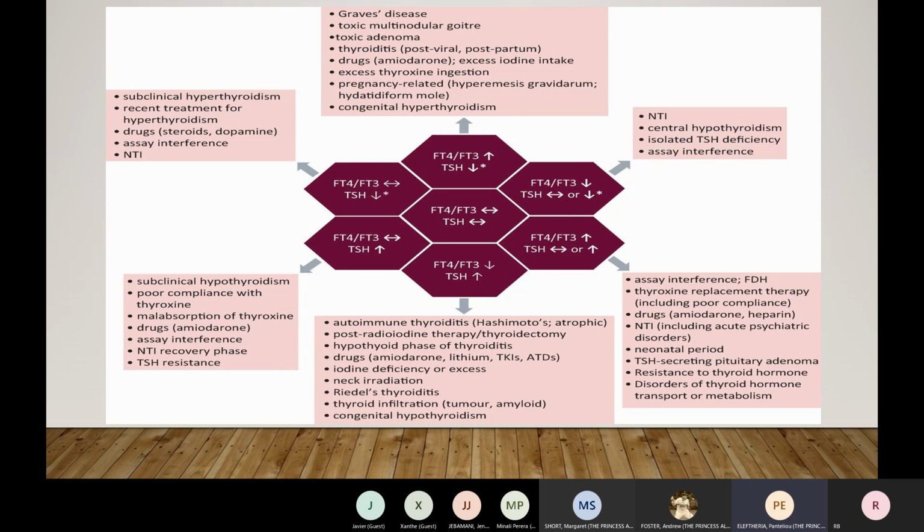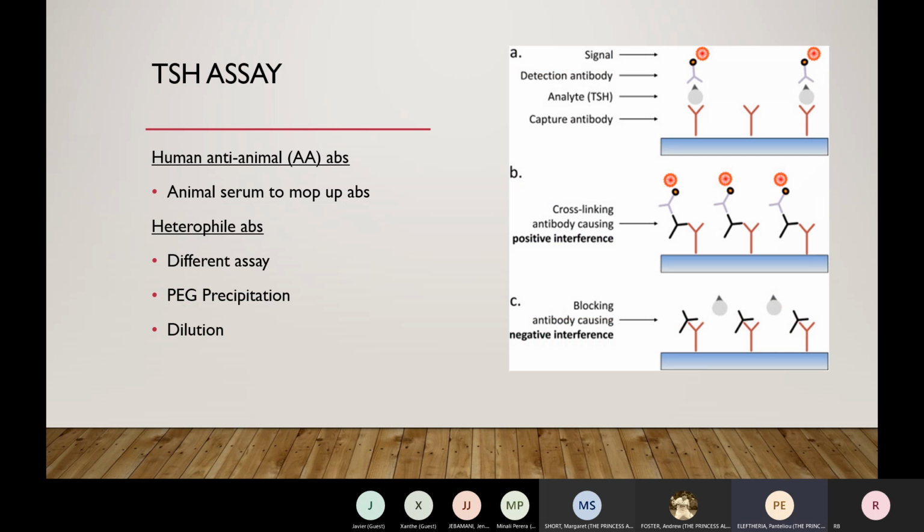For compliance with thyroxine, that's a possibility. Malabsorption of thyroxine, that's a possibility. She has a low vitamin D, but obviously vitamin D doesn't only rely on absorption. Interferon medications, there's nothing obvious there. Assay interference, perhaps. Non-thyroidal illness recovery phase, she didn't report any recent illness, or TSH resistance, which is rather unusual.